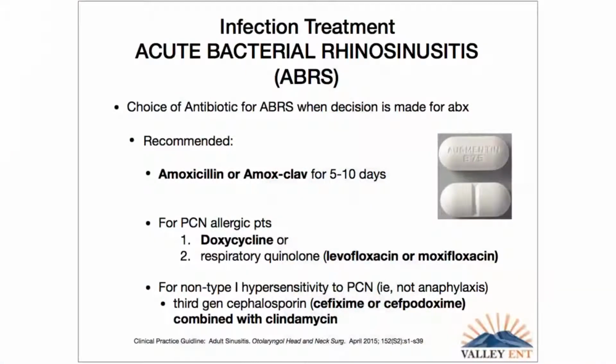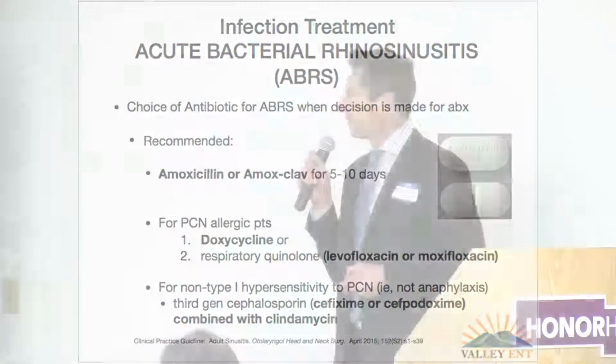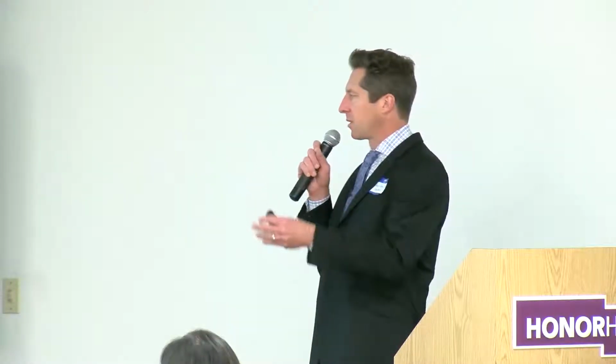Now, let's say you've made the decision to go ahead and treat the patient with antibiotics. The recommendation from the clinical practice guidelines is to give amoxicillin or amoxiclav, Augmentin, for 5 to 10 days. If the patient's penicillin allergic, you give doxycycline or a respiratory quinolone like levofloxacin or moxifloxacin. Now, if the patient doesn't have true anaphylaxis to penicillin, you also have the option to give them a third-generation cephalosporin combined with clindamycin.